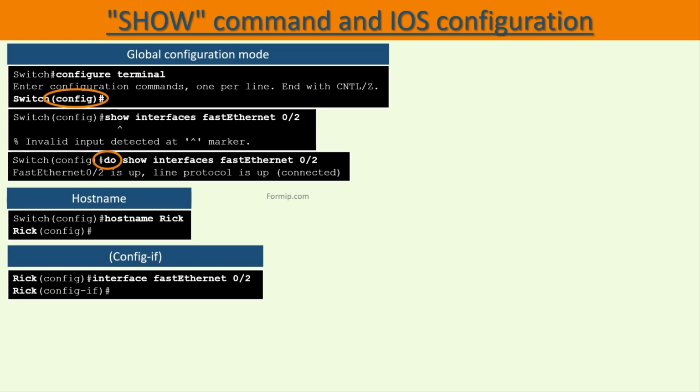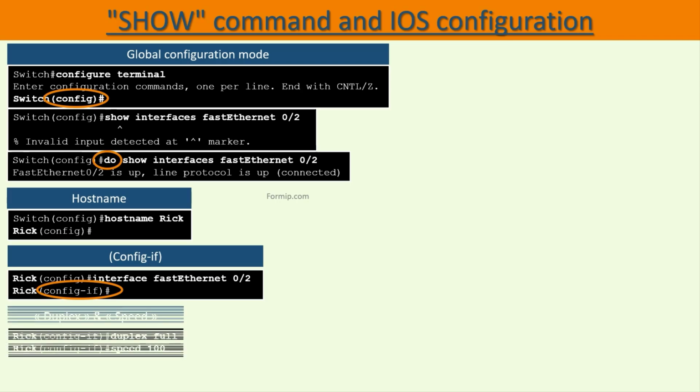If you want to change the configuration of an interface, then you will have to go into its configuration mode first. For example, the interface fast Ethernet 0/2 command allows you to enter the configuration mode of fast Ethernet 0/2 interface. We see that the acronym has changed and is now represented in config-if. The duplex and speed commands change the duplex mode and the speed of the interface. In this example, the duplex was changed to full and the speed to 100 megabit.